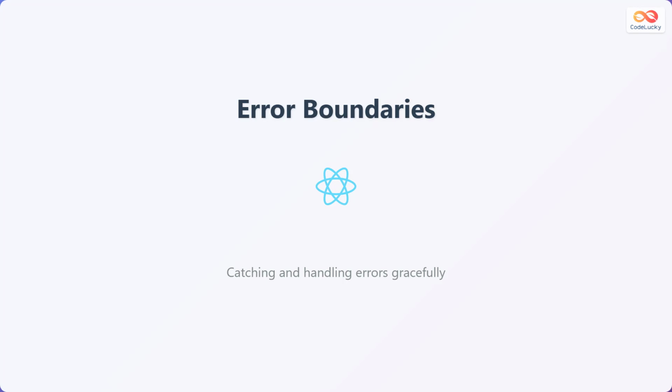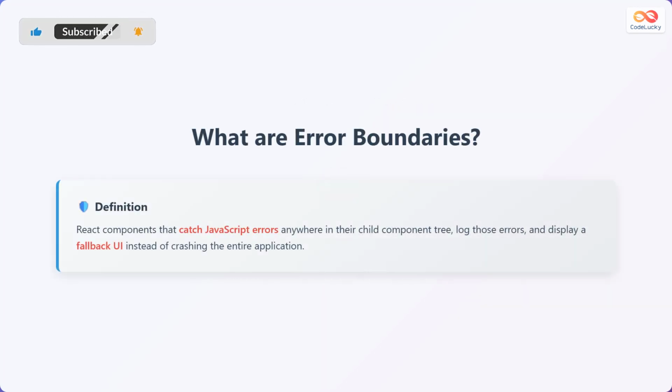Let's talk about error boundaries in React. This is all about catching and handling errors gracefully, ensuring your application provides a smooth experience even when things go wrong. Error boundaries are React components that catch JavaScript errors anywhere in their child component tree. They log those errors and display a fallback user interface instead of crashing the entire application. Think of them as a safety net for your React components.